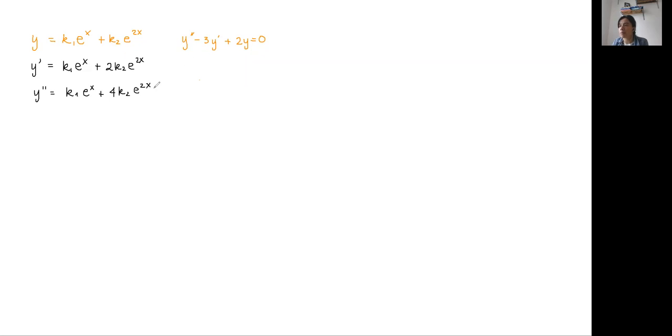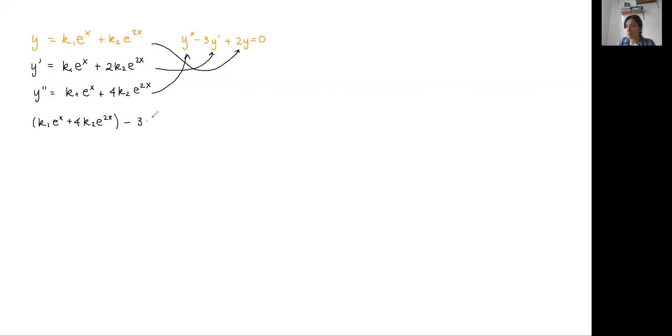Now what I'm going to do is plug y double prime into the first term of the equation here, y prime into the second term over here, and then y into the last term over here. Hopefully the arrows haven't gotten too confusing. So that means I have k1 times e to the x plus k2 e to the 2x. Oh no, this is double prime, sorry. Double prime means I'm plugging in this one, plus 4k2 e to the 2x.